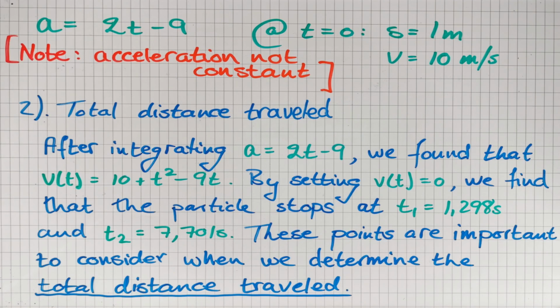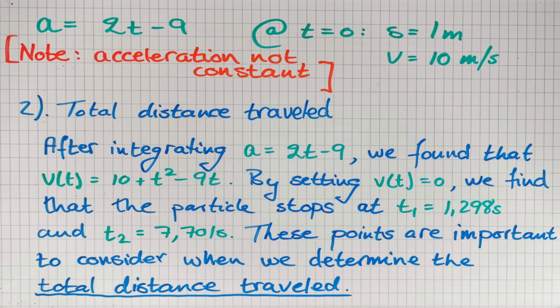Question number 2 is the total distance traveled. So now we need to take into account the path the particle takes in this time of 9 seconds. So we need to know where the particle stops and turns around, changes direction. We need to add all those distances together. So we need to take the velocity equation and set it equal to 0, solve it, and see where we have points of 0 velocity, because that's where the particle turns around.